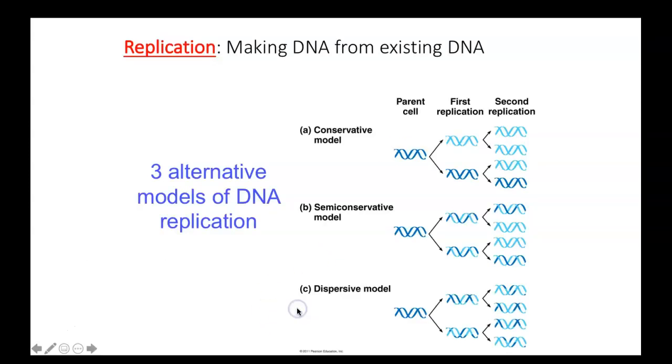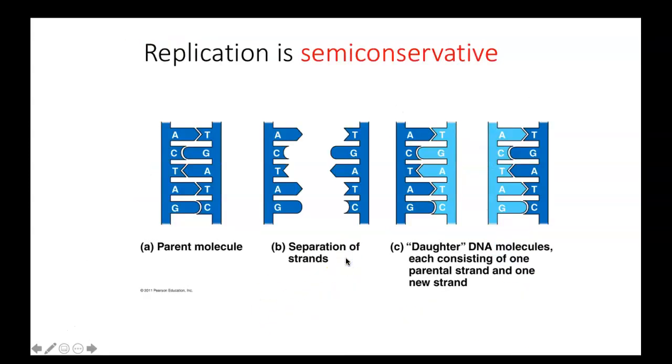Let's talk about DNA replication. So DNA needs to be copied before a cell divides. It needs to be copied because the new cell needs the same DNA in it, right? So we are going to go through how DNA gets copied.